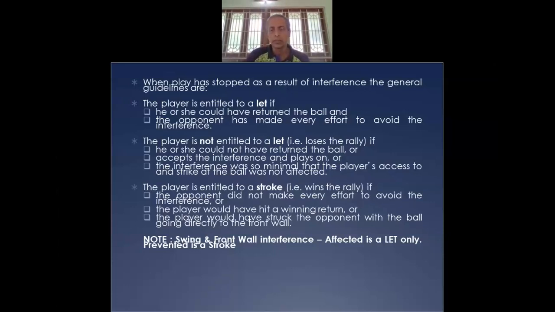I saw the swing affected means the player will understand that it's going to be a let. I saw the swing prevented means the opponent will understand it's going to be a stroke. So those are the keywords you have to use when you act as a referee. All the referees, please note down. These two words are very, very important. The definition will be so simple for the players to understand when we use them.